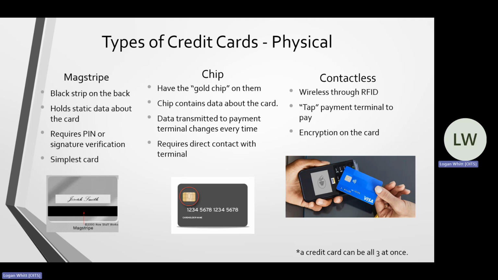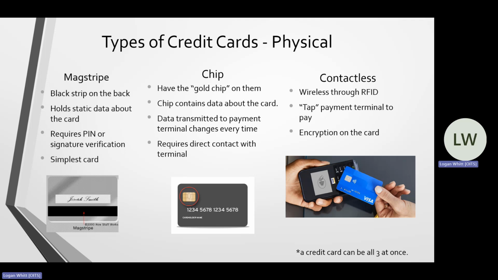Lastly, for physical cards, you have contactless cards. These communicate wirelessly on a payment terminal through RFID, or radio frequency identification. These also have a unique set of encryption on them that makes them safer than pure magstripe cards. A physical credit card can be all three at once. It can have a magstripe, contain a chip, and allow for tap to pay contactless payments.